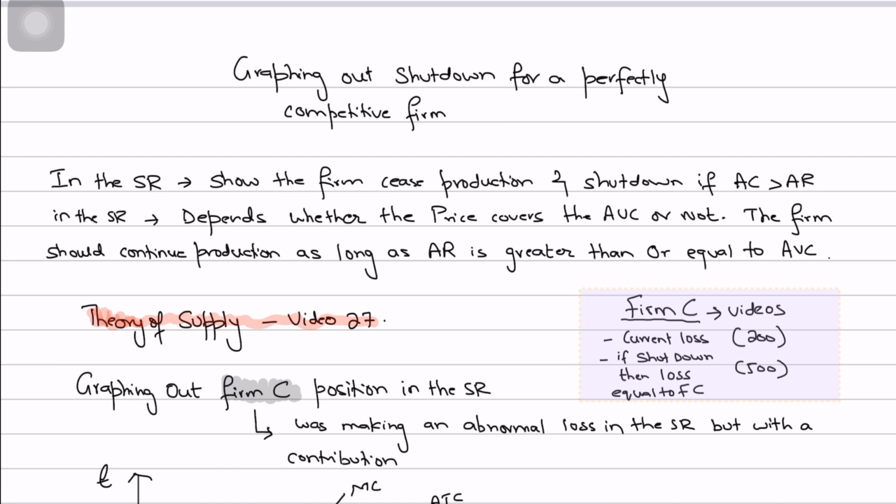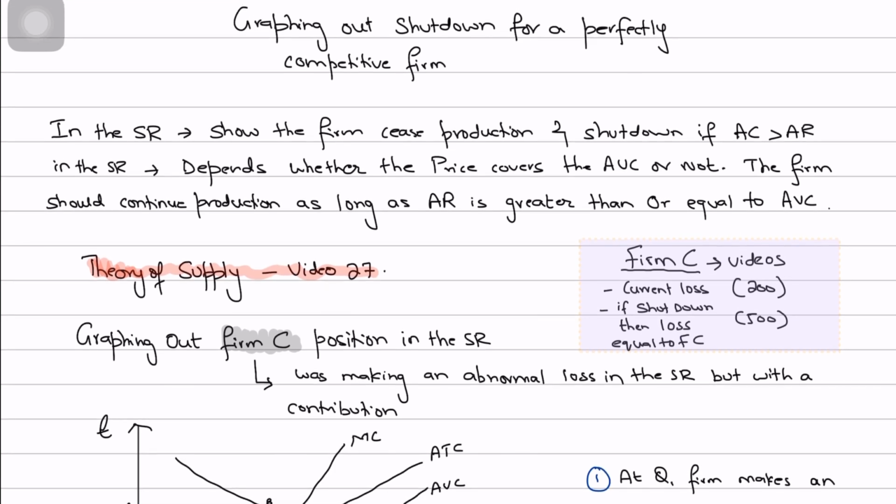Now, in video 27 of the theory of supply, we saw that in the short run, the firm would cease production. It would shut down if the average cost is more than average revenue in the short run. My bad, not all the time does the firm shut down if average cost is more than average revenue. So my question was, will it shut down if the average cost is more than average revenue?